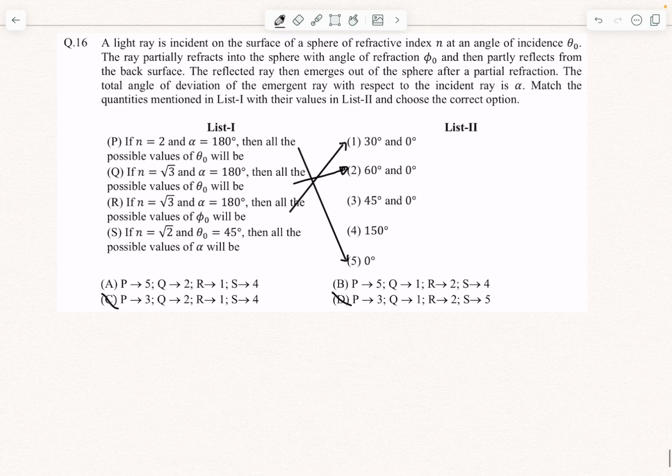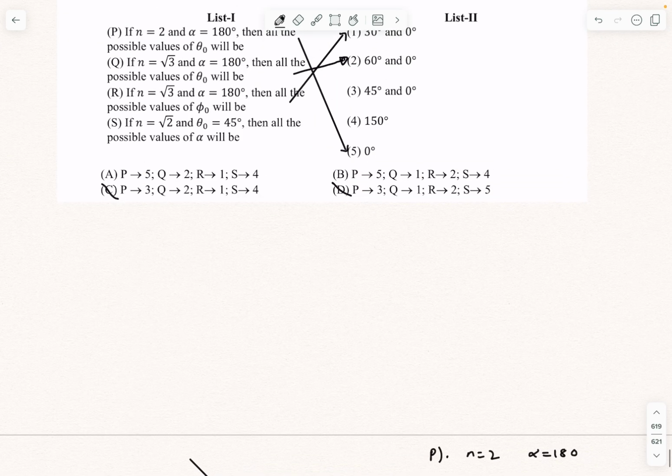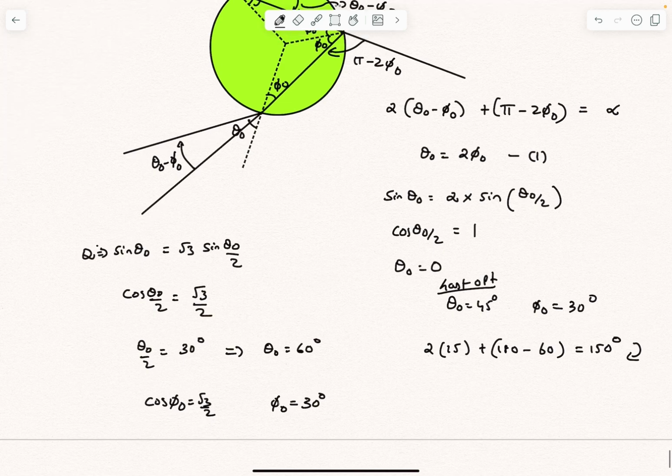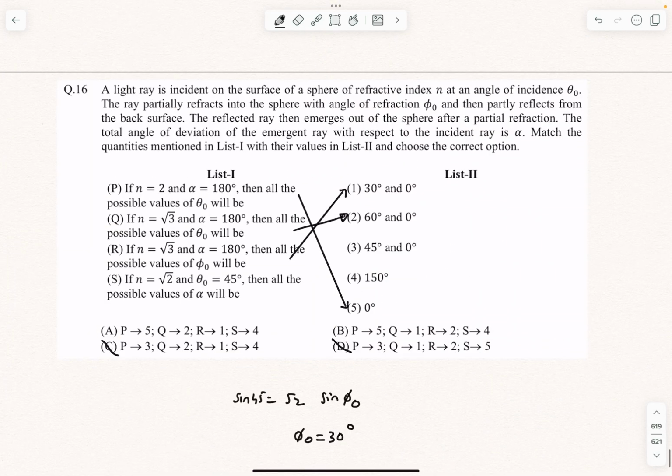Now in option S, they're saying, so if n is root 2 and theta naught is 45. So sine 45 equals root 2 times sine of phi naught. So from here phi naught turns out to be 30 degrees. And they're asking the value of alpha. The value of theta naught is 45 degrees. Phi naught we calculated it is 30 degrees. So we'll substitute it into our alpha expression in the clockwise sense. So the ray bends by 150 degree in this case. So the possible value of alpha is fourth option. Okay, so S will match with 4. So yeah, so the answer to this question is option A.